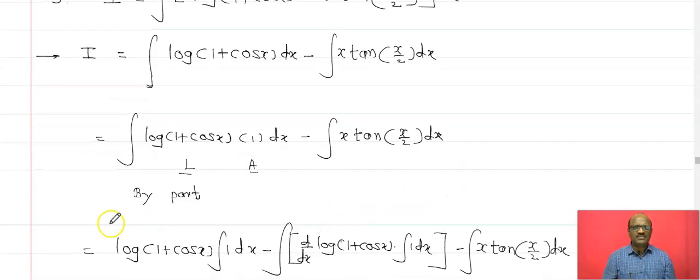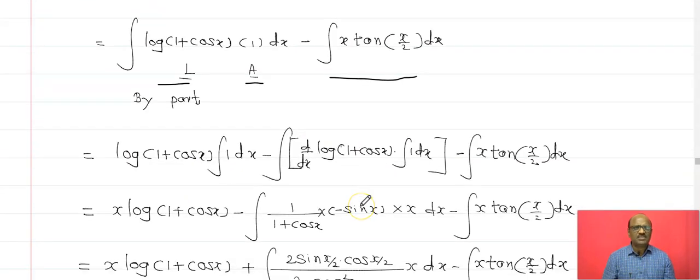Now we'll treat this in a separate way. That is the integral of log of 1 plus cos x into 1 dx. This is the algebraic function and this is the logarithmic function, and x tan of x by 2 we keep separate, as it is. Now we'll integrate this. That is the integral of log of 1 plus cos x. This is the first function, which is the logarithmic, that is L here, and this is algebraic.